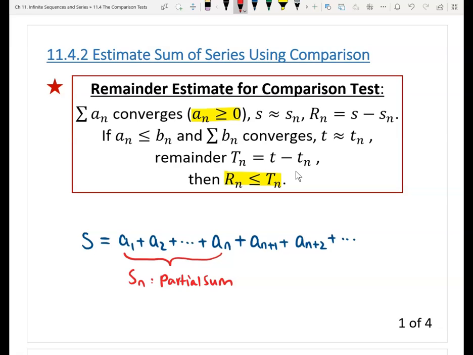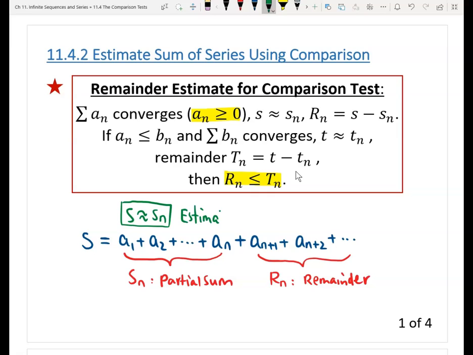And here is where the error is. This is the error, or we say this is the remainder. So we call it Rn. Usually we call it the remainder or the error. So now what do we have? We say S is approximated or estimated by the partial sum. This is just an estimate for the sum. And the remainder is the error, right? So we put it here together. Can you see this is the basic setup?